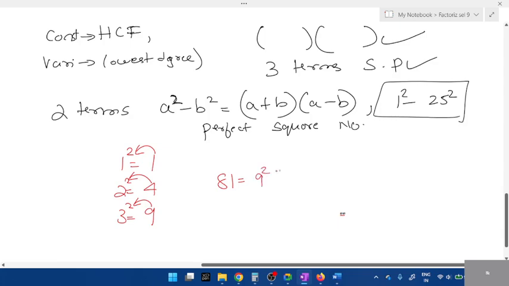So if 81 is given, what's the square root of 81? Yes, 9 square. In the same way, if I write 225, it is 15 square. So till how much you'll have to practice, students? Till 1 to 25 square. So 25 square is 625. So you should memorize this. If I write 625, you should know it is 25 square.